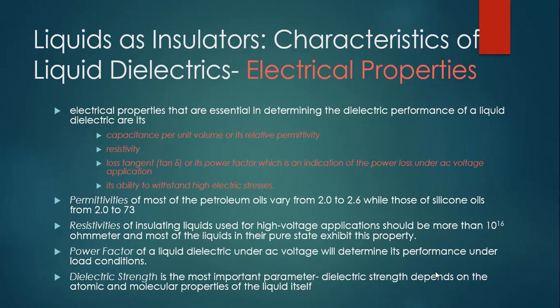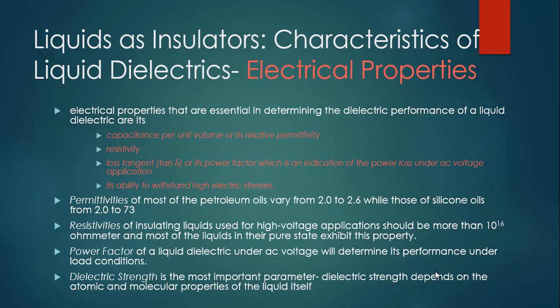Power factor of a liquid dielectric under AC voltage will determine its performance under load condition. Power factor is a measure of power loss and is an important parameter in cable and capacitor systems. However, in the case of transformers, the dielectric loss in oil is negligible when compared to copper and iron losses. Pure and dry transformer oil will have a very low power factor varying from 10 to the power minus 4 at 20 degrees centigrade to 10 to the power minus 3 at 90 degrees centigrade at a frequency of 50 Hz.